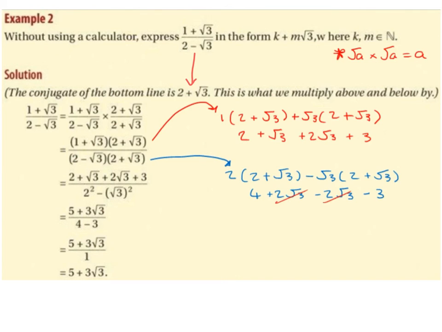And we want to check, do we have our answer in the format that we were asked for? We want it in the form of k plus m root 3, where k and m are natural numbers, and yes, we do have it in that form.